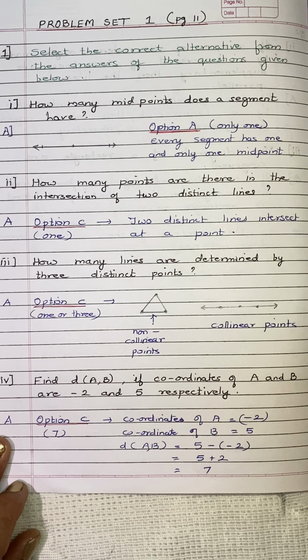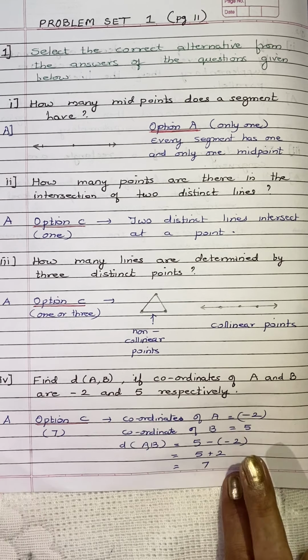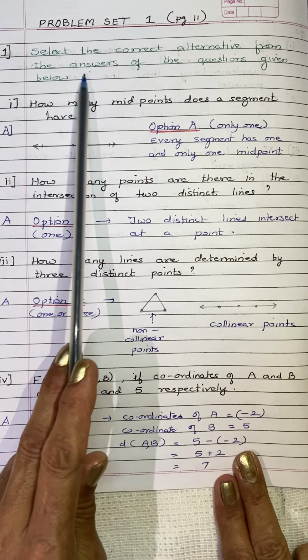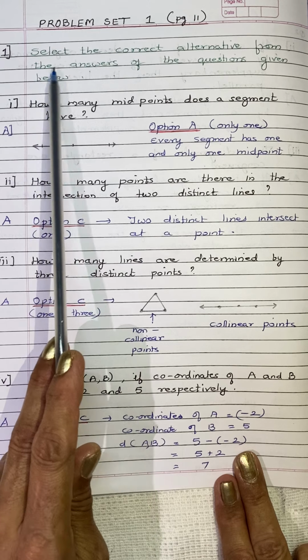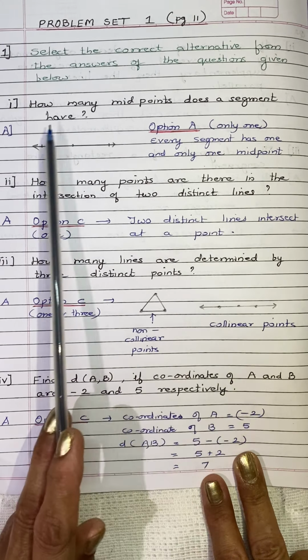Hi guys, let's get started with problem set 1, page 11 of your textbook, chapter 1. Question number 1, select the correct alternatives from the answer of the questions given below. How many midpoints does a segment have?